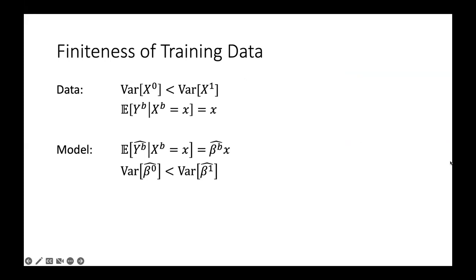Finally, the second reason why models may be imperfect is because of sampling error. Here's an example. We can consider data where the feature variance of D0 is smaller than the feature variance of D1, and the expected label given the features is the same as in our previous example. Now, this time we consider a correctly specified model. So in principle, the model can learn the correct function, but we assume that we only have a finite amount of training data. And because of the difference in the variance of the features, the variance of our estimator, or the model parameter, will also differ. So for D0, we'll have a smaller variance than for D1. And this gives an adversary an advantage over random guessing.